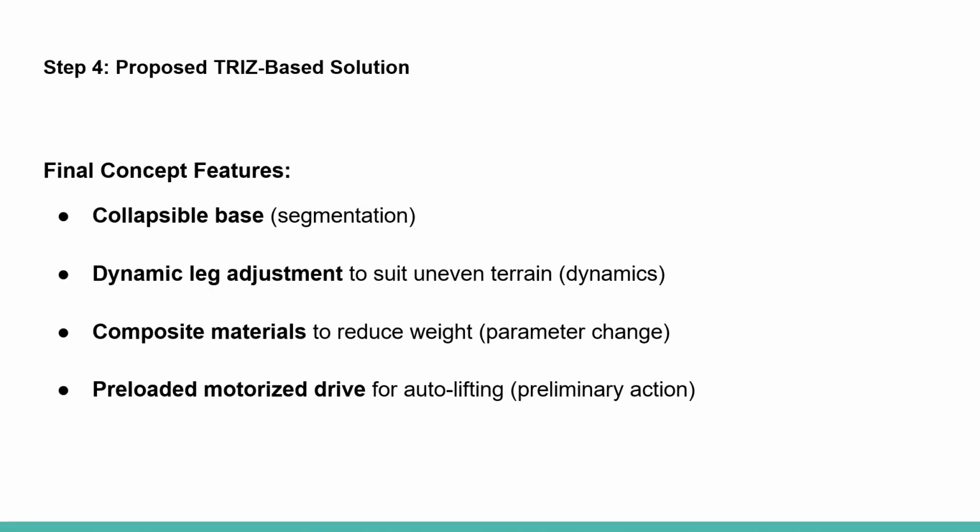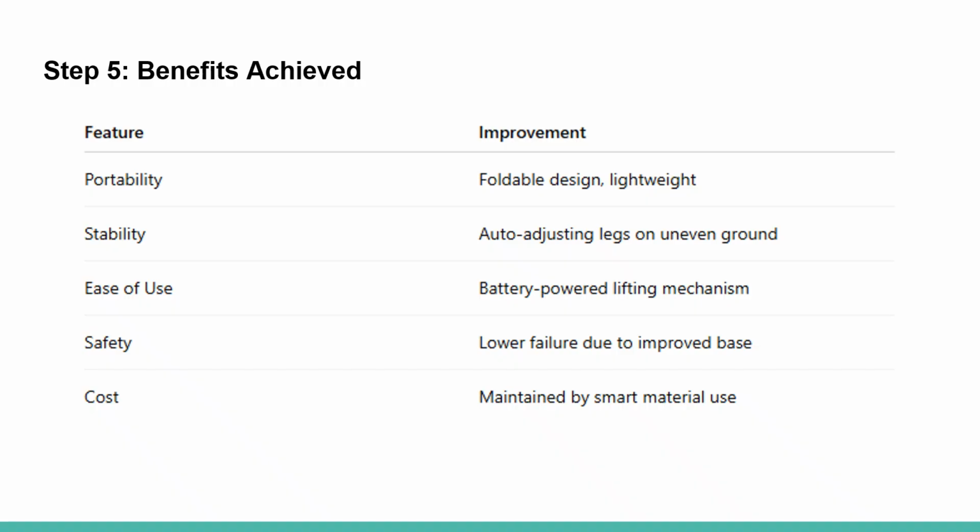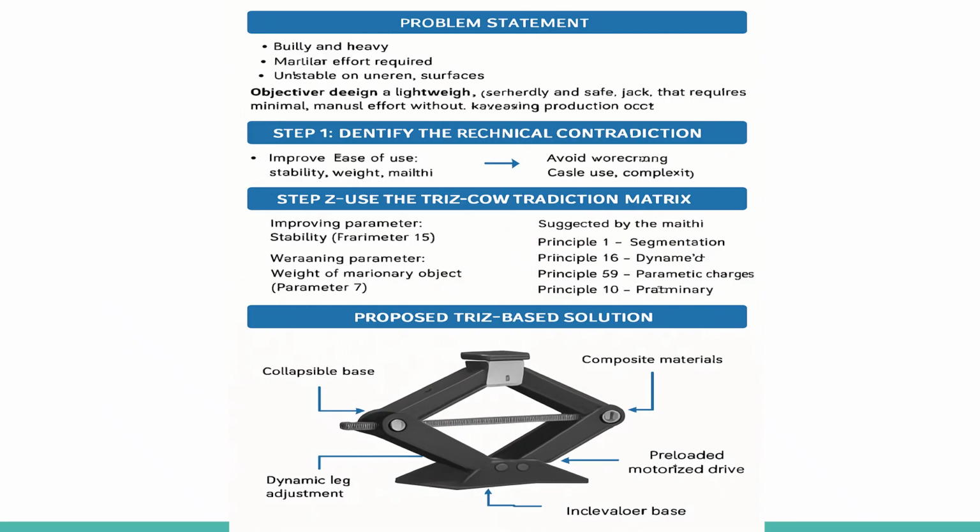Step 4, propose the TRIZ-based solution. The final concept features a collapsible base, meaning segmentation; dynamics, like adjustable legs to suit uneven terrain; composite material to reduce the weight; and a preloaded motorized drive for automation. Step 5, benefits achieved: portability, stability, ease of use, safety, cost. That was one problem statement, solved by using the TRIZ method.